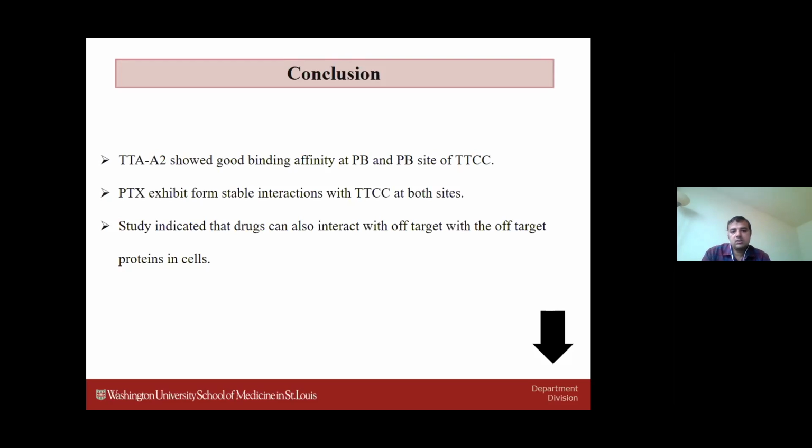Moreover, this study indicated that drugs can also interact with the off-target protein in cells. And we came to know that if the drugs are used in the treatment together, the drugs here being TDA2 and PDX, these can interact antagonistically, and sequential treatment can be a better choice without compromising the combination of the drugs.